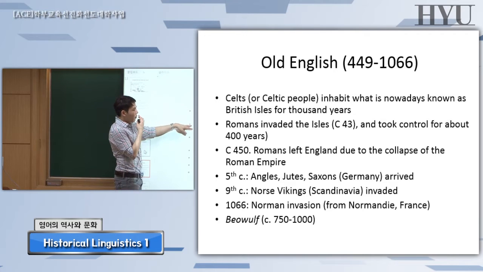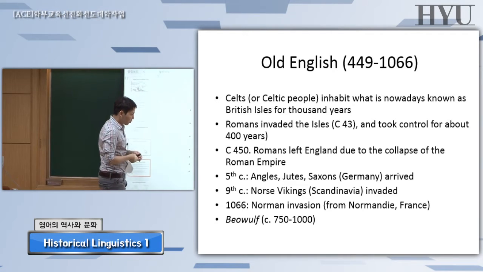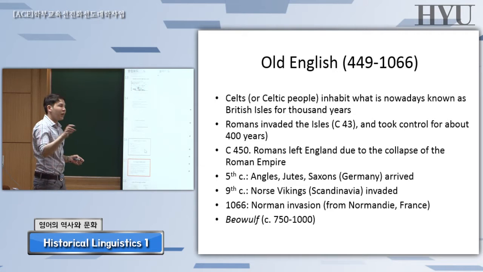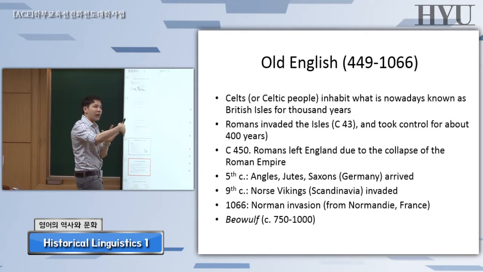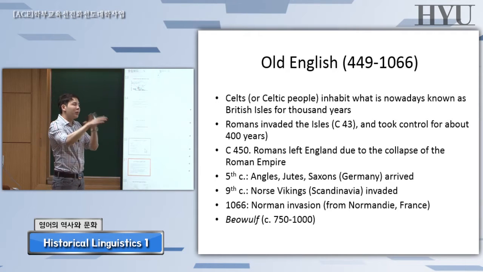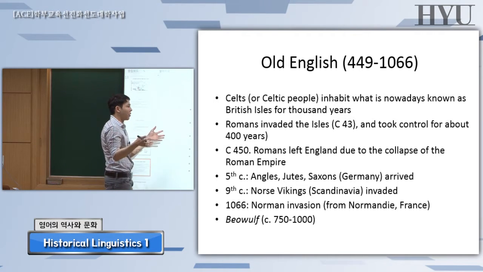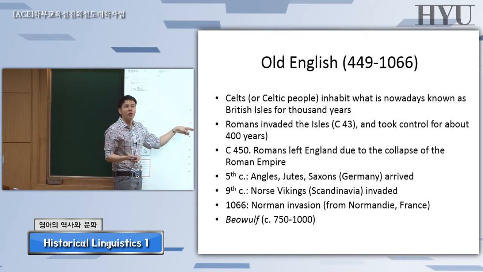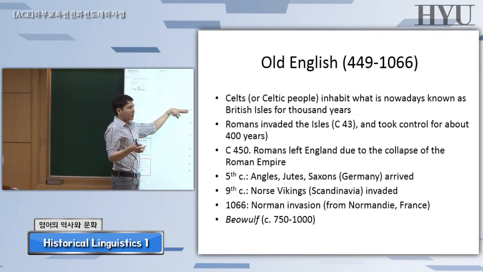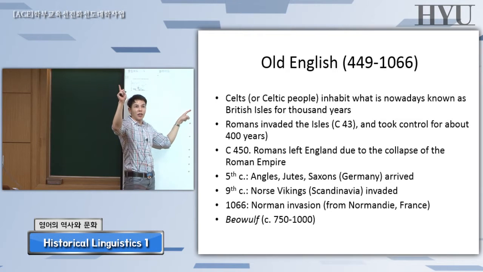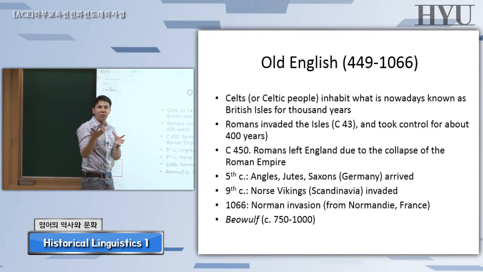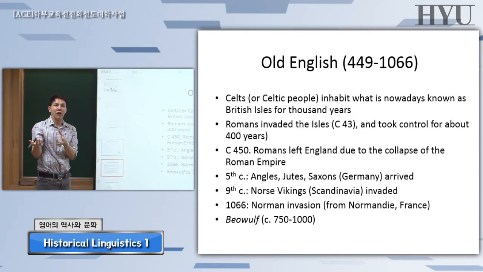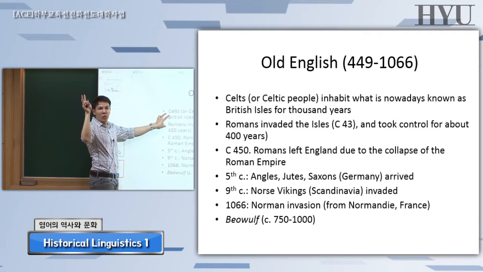And then around the year 43, the Romans invaded the Isles. They were trying to extend their territory. The Roman Empire was so big, influential and powerful, and took control for about 400 years. So they lived alongside Celtic people. So for starters, you have Celtic languages. You then have Roman people, right? The Roman people spoke what? Latin, right? So you have two languages to start with.